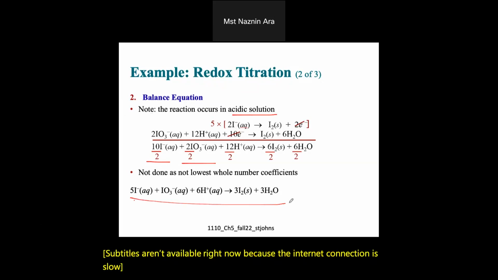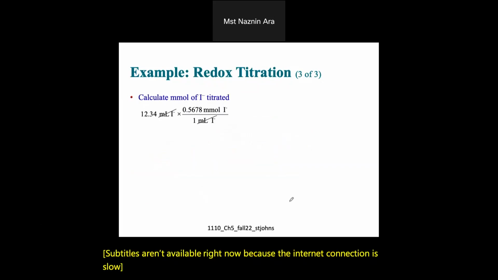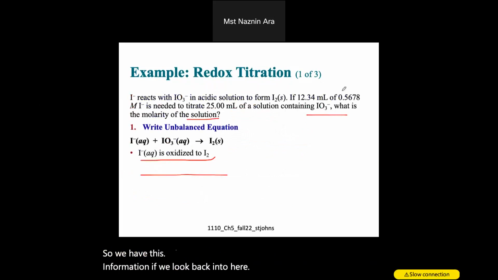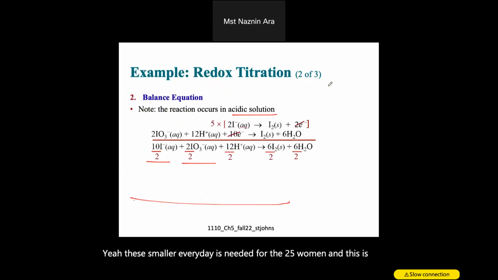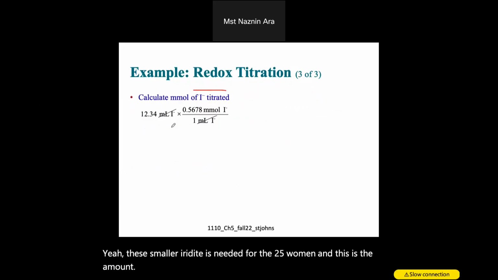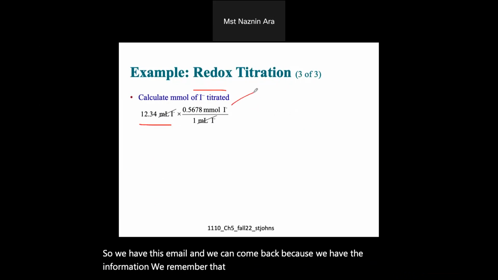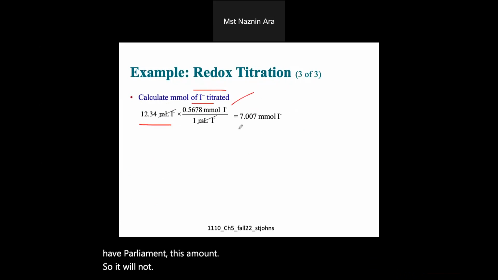So now we have to calculate the millimoles of iodide titrated. We have this information. If we look back here, this molar iodide is needed for the 25 mL, and this is the amount. So we have this mL, and we can convert because we have the information. We remember that 1 molar means we have this amount per mL. So if we now convert, we will find 7.007 millimole iodide.